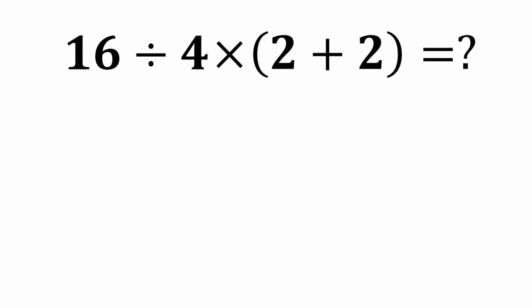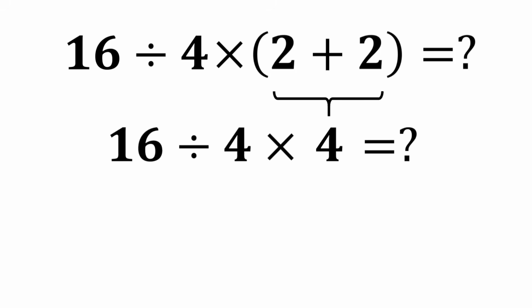In mathematics, when a number is placed next to parentheses, it means that the number is multiplied by the expression inside the parentheses. However, for simplicity, the multiplication sign is usually not written. According to PEMDAS, we must first solve the operation inside the parentheses. 2 plus 2 equals 4. The expression becomes 16 divided by 4 multiplied by 4.